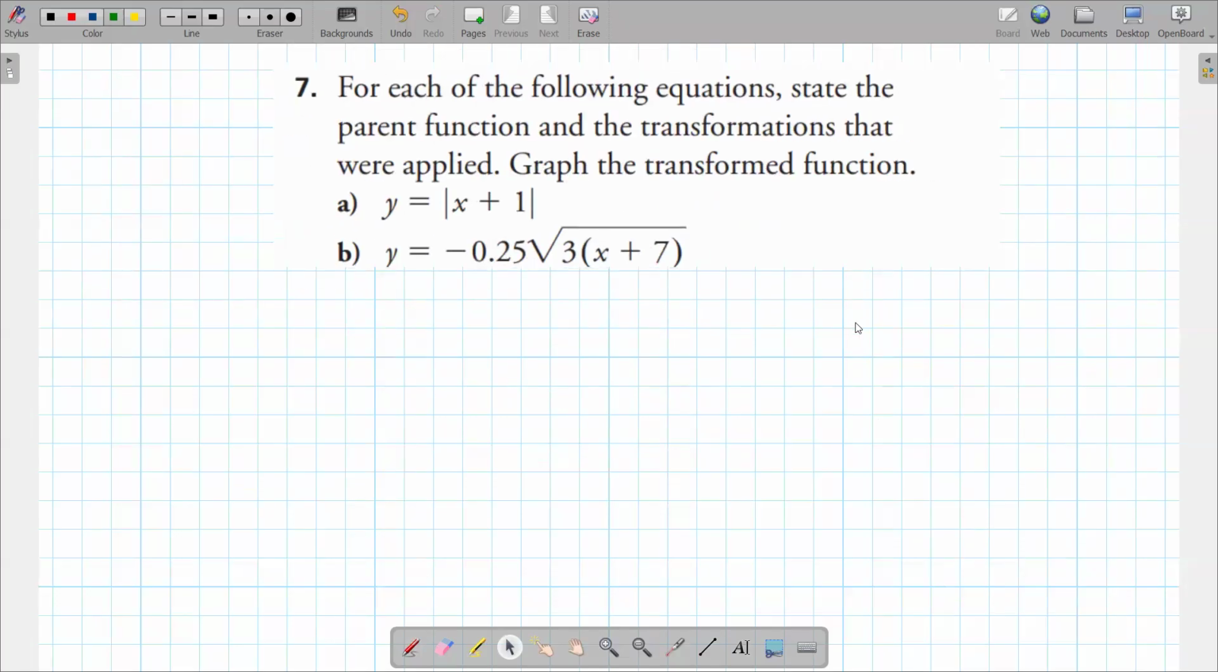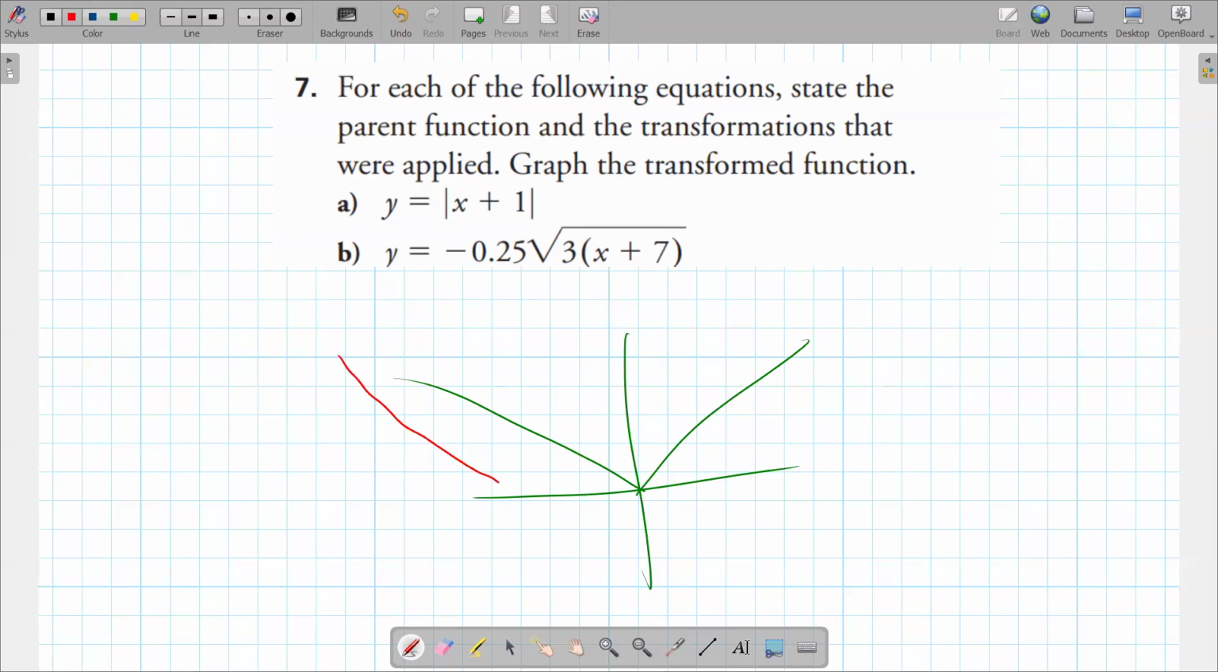Let's look at this one. State the parent function and the transformations, and then graph the transformed function. For A, you don't need anything. What are you expecting that graph to look like? What's the transformation that happened? It moves to the left by 1. Correct. You know what an absolute value function looks like, like a V. The parent function goes through the origin like this. So A will simply look like this, and it'll go through -1. Very simple.